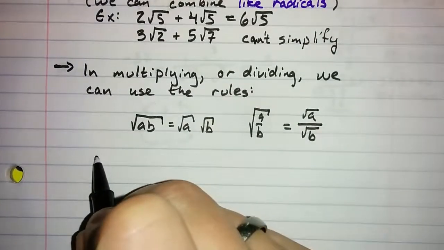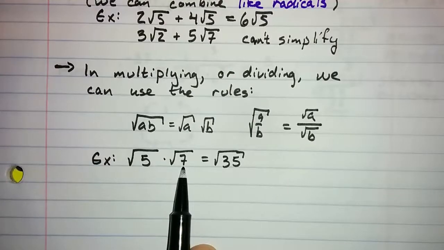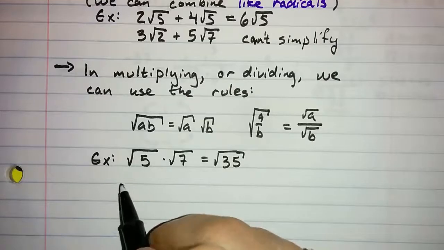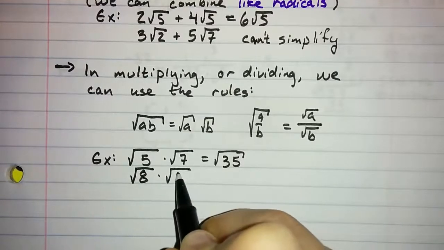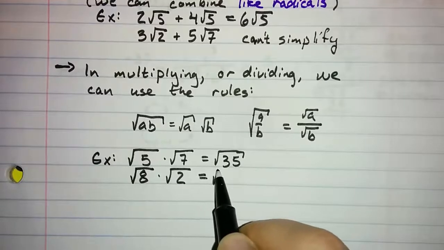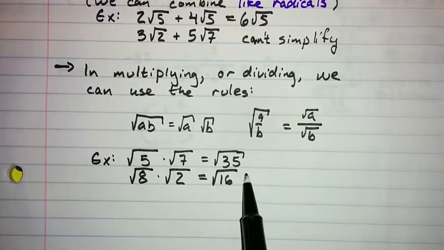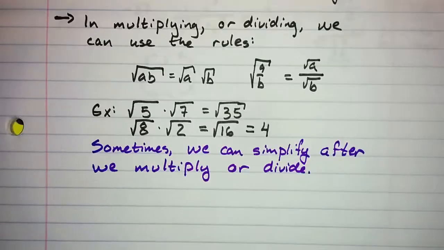So, for example, if I want to multiply the square root of 5 times the square root of 7, I get the square root of 35. If I multiply the square root of 8 times the square root of 2, I get the square root of 16. Since 16 happens to be a perfect square, that's just 4. As we see here, sometimes we can simplify after we multiply or divide.